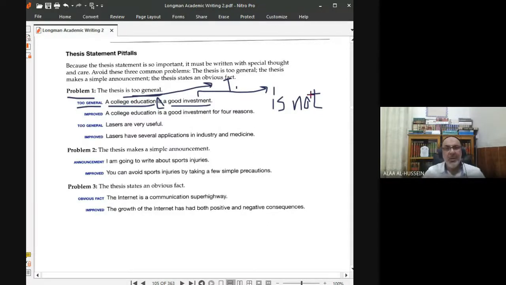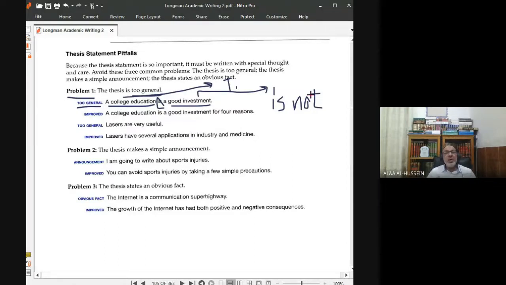Okay. So, it is what? It's a good sentence. It has topic and has a controlling idea. And the controlling idea starts with the verb, and it has an adjective and then a noun as a complement. So a college education is a good investment. But this sentence is too general. As a thesis sentence, it doesn't work as a good thesis sentence.